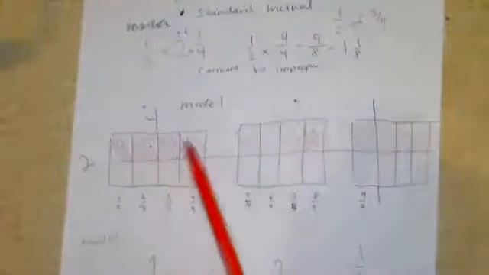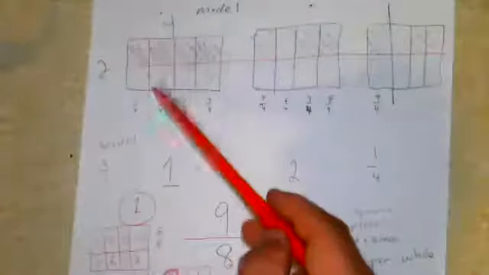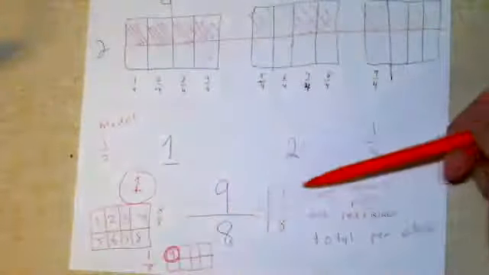1, 2, 3, 4, 5, 6, 7, 8, 9. 9 is our part. And how many is in each of the wholes? 1, 2, 3, 4, 5, 6, 7, 8. So 8. So 9/8. Okay. But we want to keep the improper. We want to make it a mixed number.